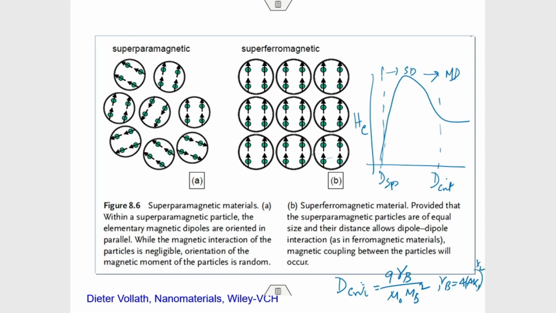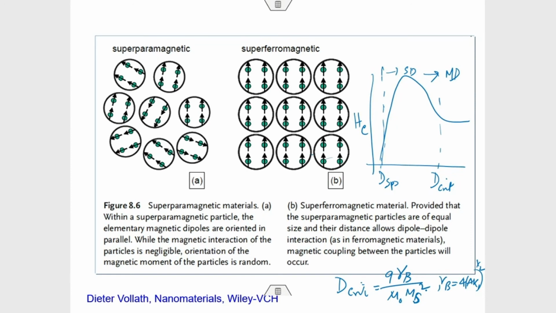A is an energy constant known as exchange stiffness, and K1 is an anisotropy constant. Mu is the permeability of free space, and MS is the saturation magnetization. It is MS, not MB. So that is an important aspect to know.